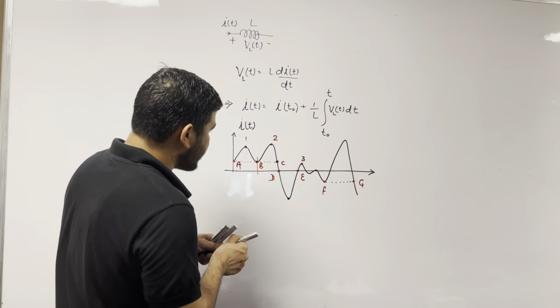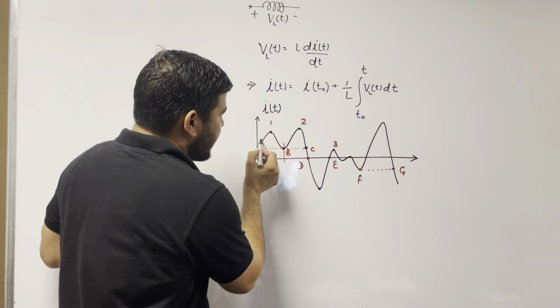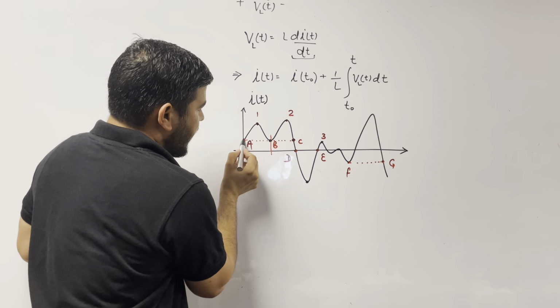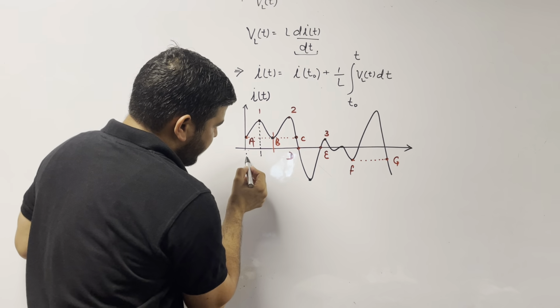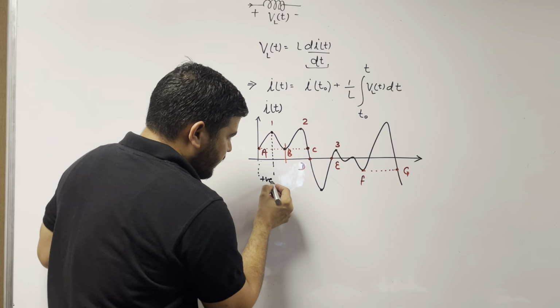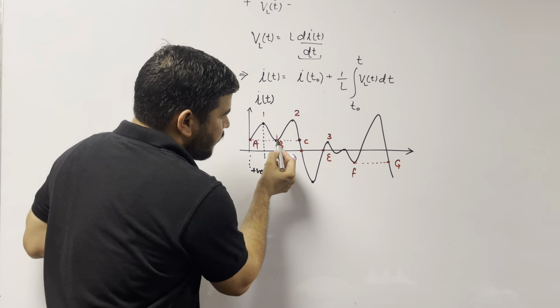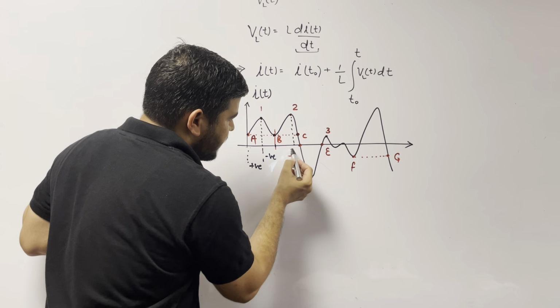Now there is one more interesting point. If you are going from A to 1, you can see that the current is rising. If the current is rising, di/dt is positive. So from A to 1, VL(t) will be positive. From 1 to B, VL(t) is negative. From B to 2, again VL(t) is positive.